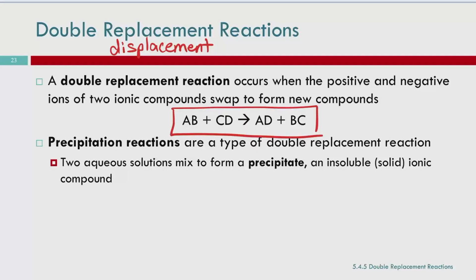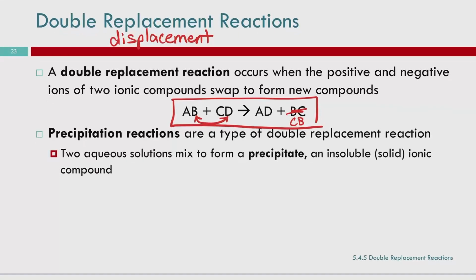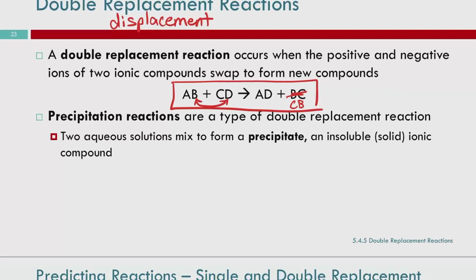In this case, our B and D have swapped. And this should probably be written CB, not CD. It's maybe less confusing if I had written it CB instead of writing it in alphabetical order. We will talk about how we predict products for single and double displacement reactions, double replacement reactions.